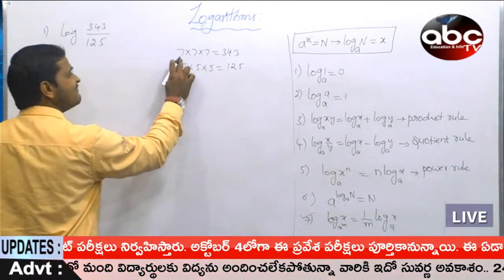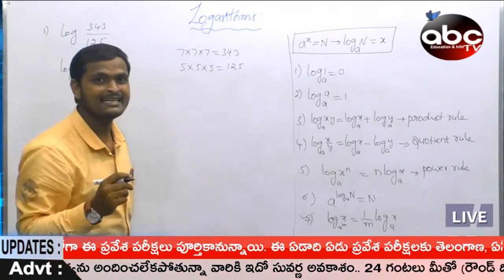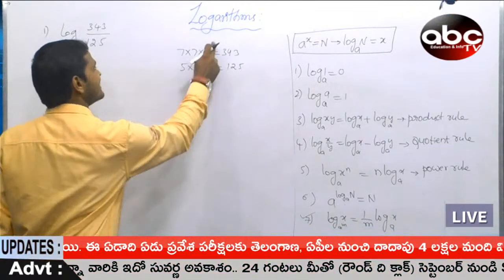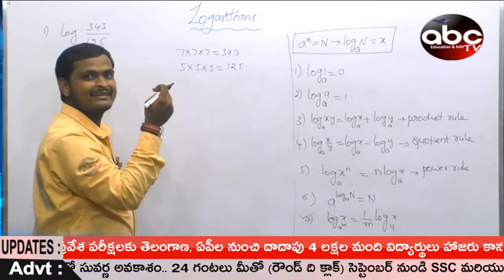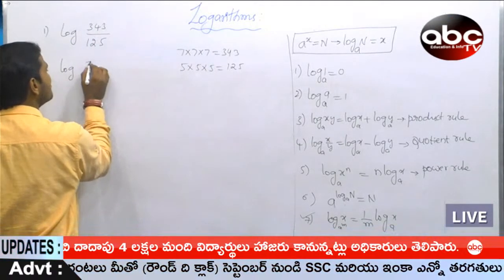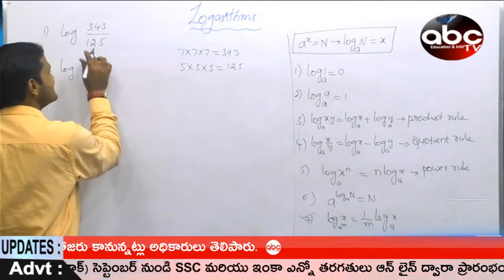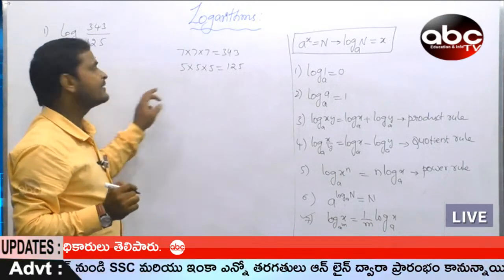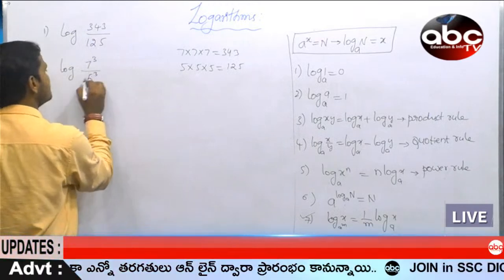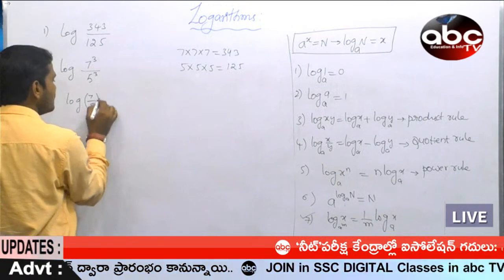Then when bases are equal, what is the condition? We know the condition. When bases are equal, then we can add powers. Means 1 plus 1 plus 1, 3 ones. You can write in place of 343, 7 cube. Similarly, in place of 125, we can write 5 cube, right? Then log 7 cube by 5 cube.